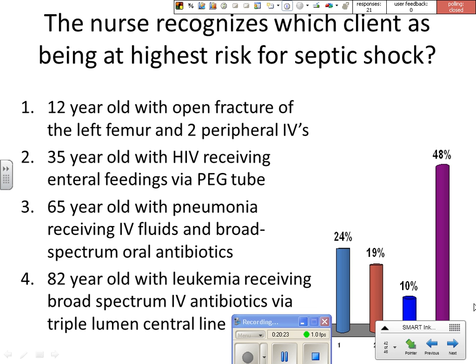Immunocompromised and has a central line, which is one of the primary causes of sepsis, which is why your patients have those things pulled as soon as they don't need them anymore. Just like with Foley catheters now. Everything comes out if they don't need it anymore.